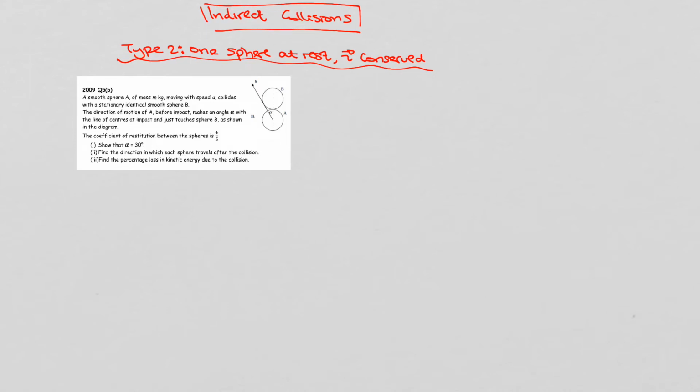Indirect collisions, type 2: one sphere is at rest and the line of centres is through the j direction, therefore i is going to be conserved in this question.